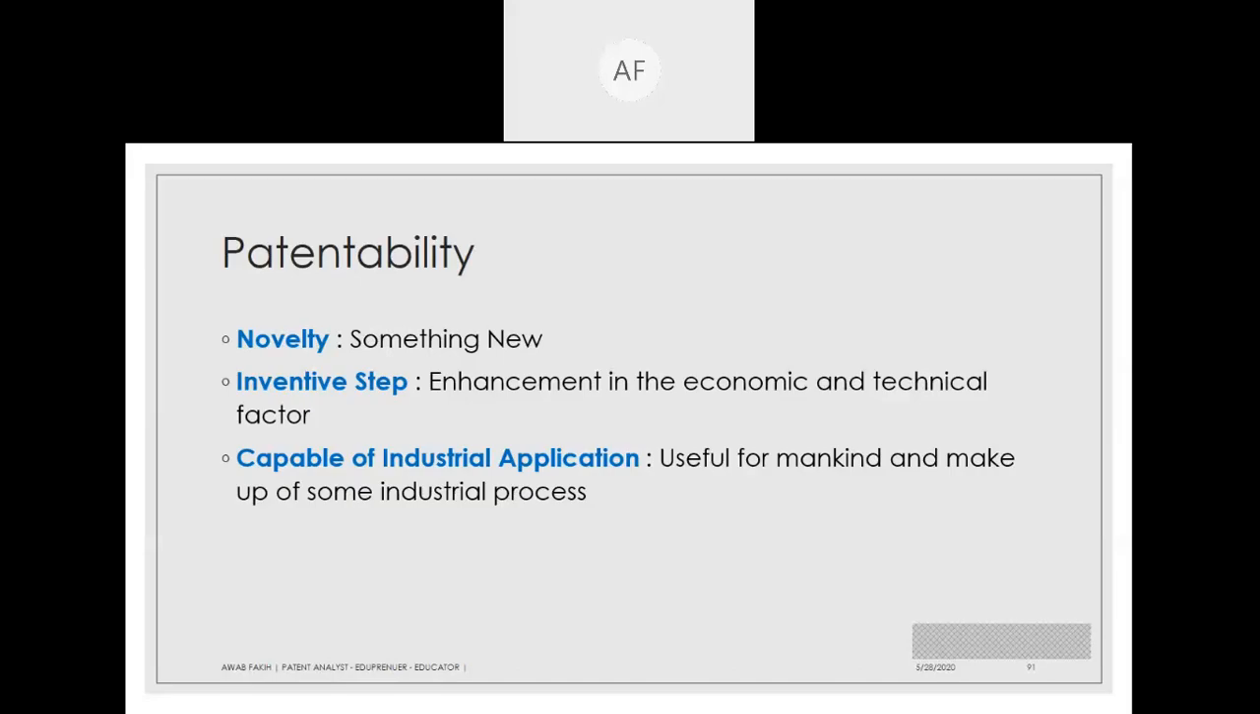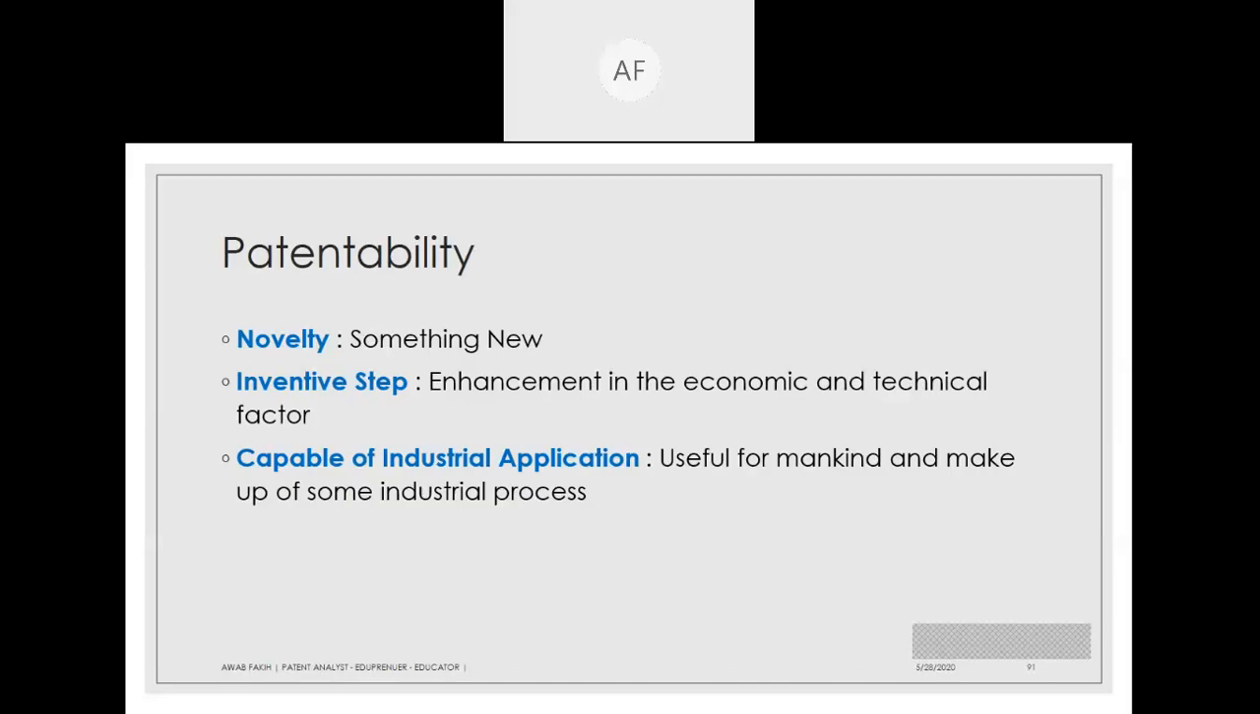If these three things cannot be satisfied, then you have to rework on it, trial and error, and make sure that these three things have to be satisfied. If you can satisfy these three things, you can go for patenting, my dear friends. This is the heart of today's webinar for the patent. So let's start with the first thing, novelty.